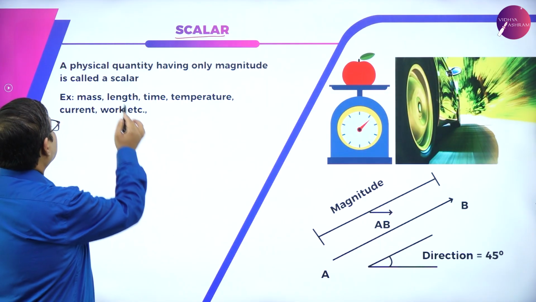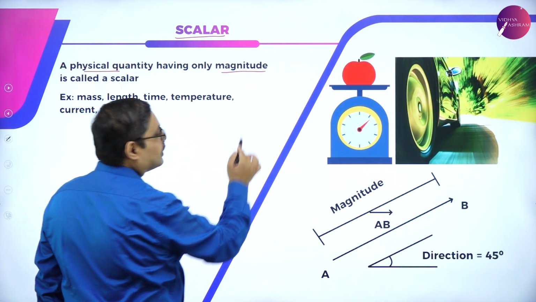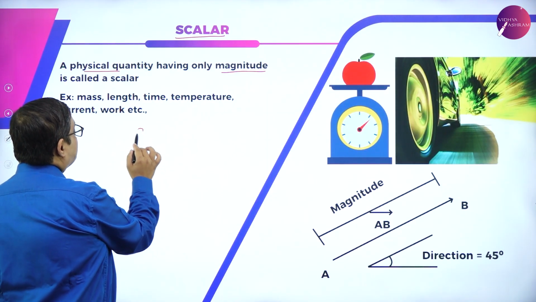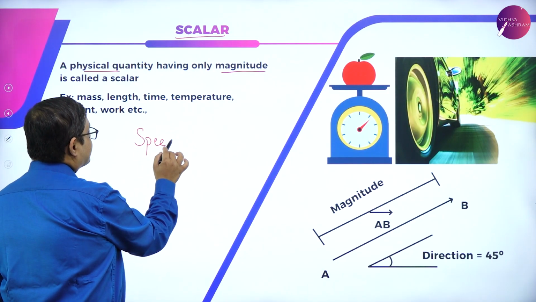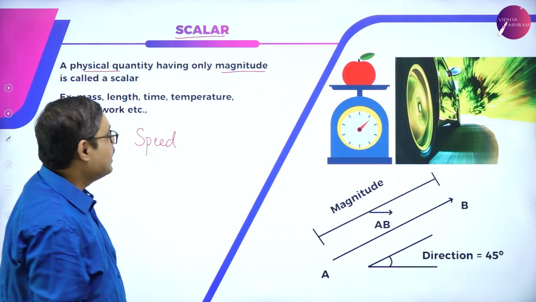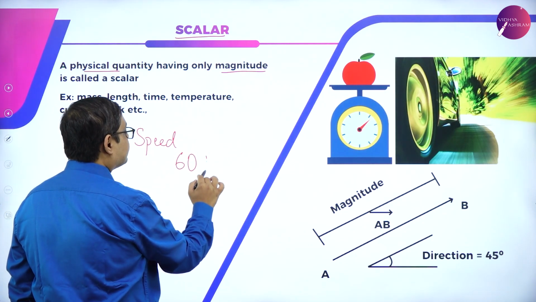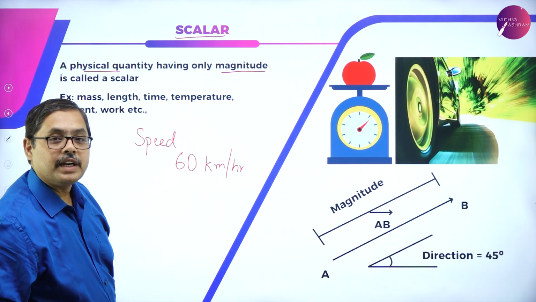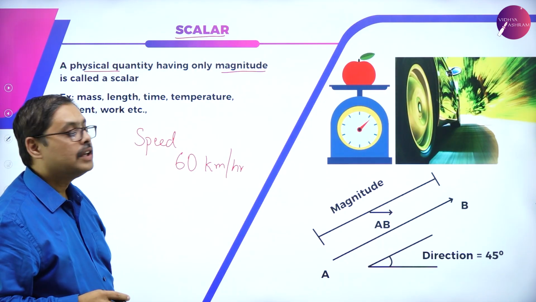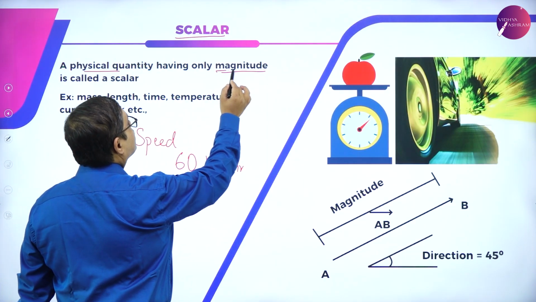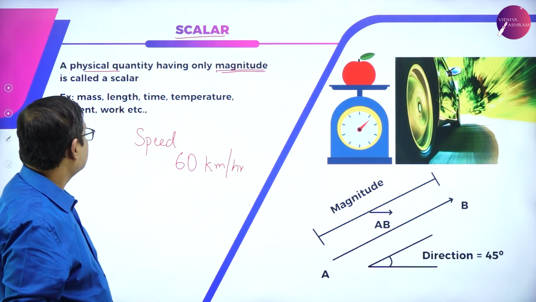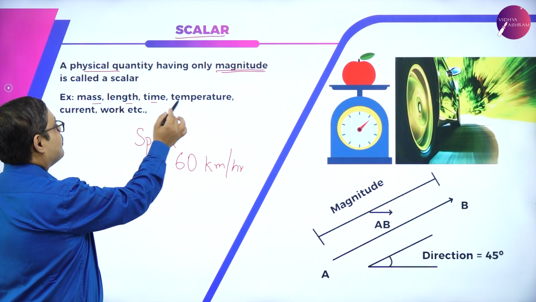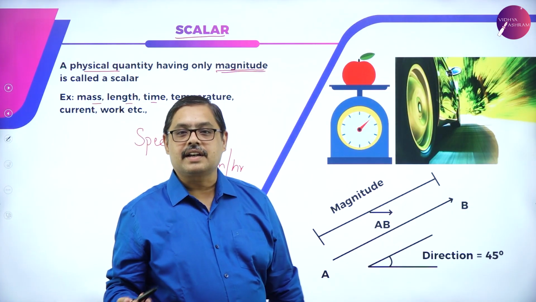A scalar is a physical quantity which has only magnitude. There is no direction with it. What is the example? Say suppose I define speed. What is the average speed with which you drive your bike? I say it is 60 km per hour. The average speed with which I drive my bike may be 60 km per hour. I don't say in which direction I am driving. So that is only magnitude. There is only value to this, but there is no direction. So examples for such scalar quantities are mass, length, time, temperature, current, work, etc.